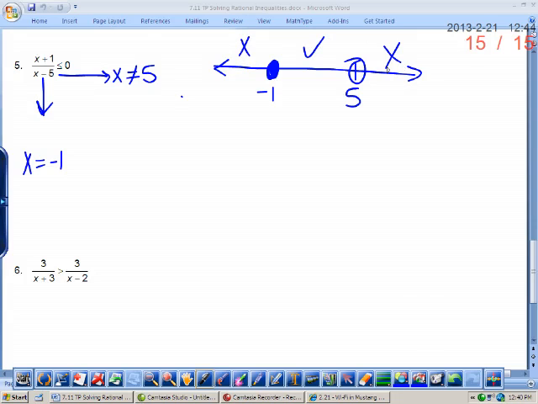Which one? Less than -1. Okay, that's okay. Let's try a negative. What do you want to try? -2. So -2 plus 1 is -1, over -2 minus 5 is -7. Negative over negative becomes positive, so 1/7 is not less than or equal to 0.